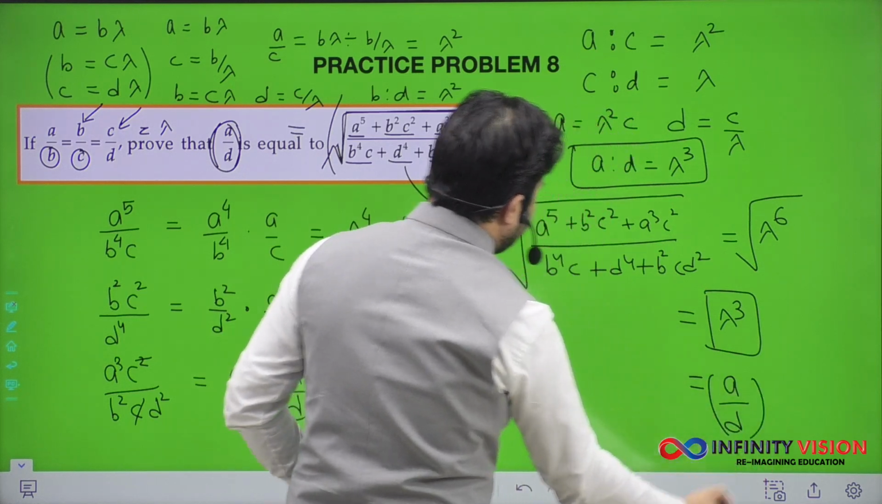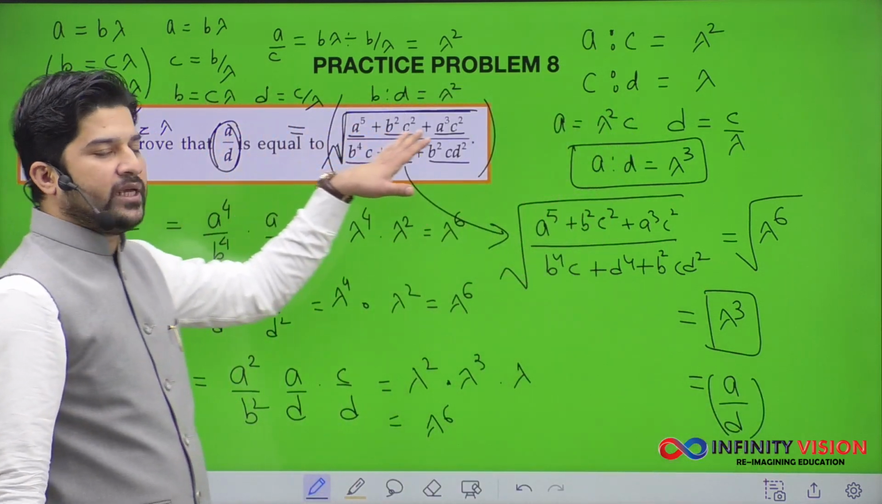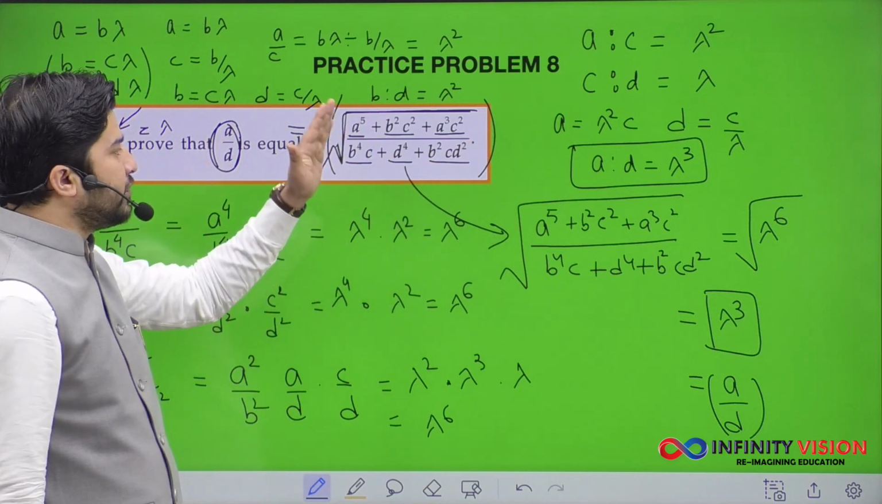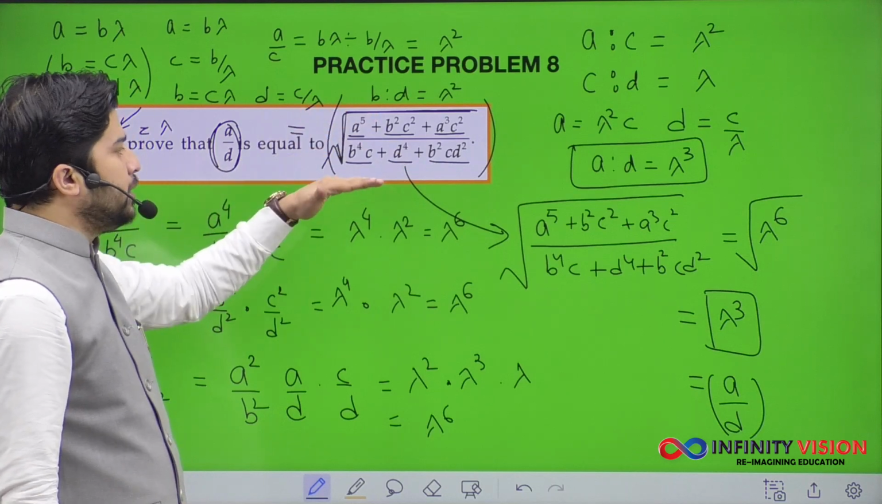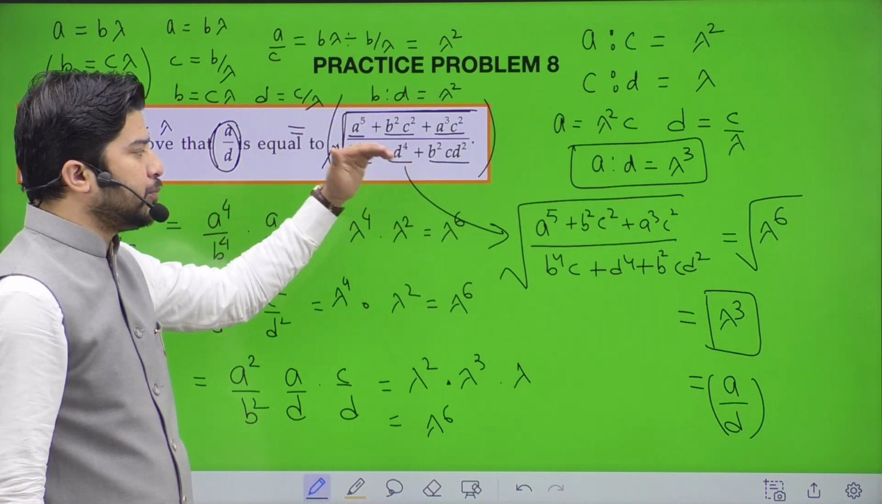So I can say that yes, a by d would be equivalent to this square root of a to the power 5 plus b square c square plus a cube c square upon b to the power 4c plus d to the power 4 plus b square cd square.